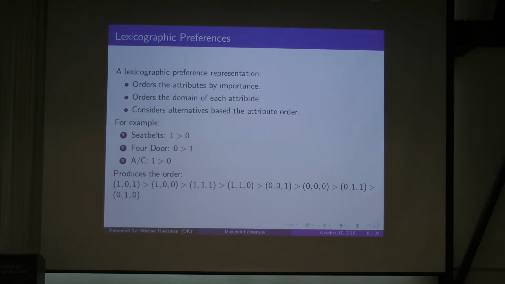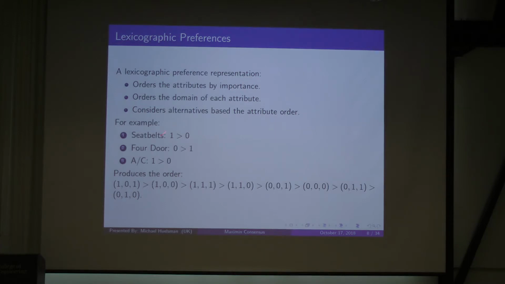So in a lexicographic preference, you order the attributes by how important they are. And then you order each of the domains of the attributes. So in our limited case, it's having the thing being better than not having the thing, or vice versa. And the way that you compare 2 things is you consider the most important attribute. So we'll pick my example here. First you would see whether or not they have seatbelts. If one has seatbelts and the other doesn't, then you're going to take the one with seatbelts. You're going to prefer that alternative.